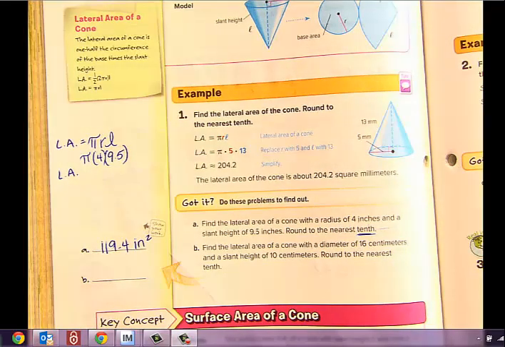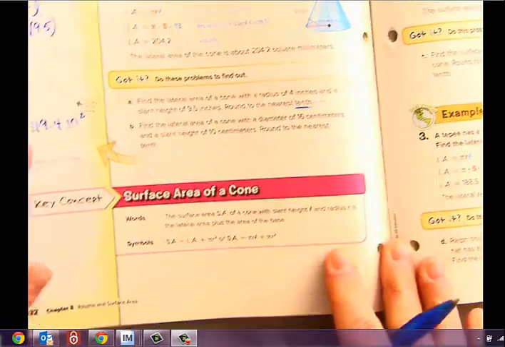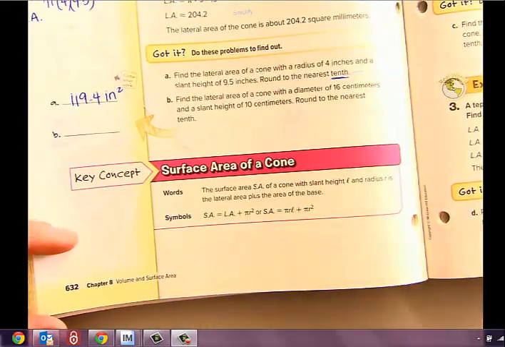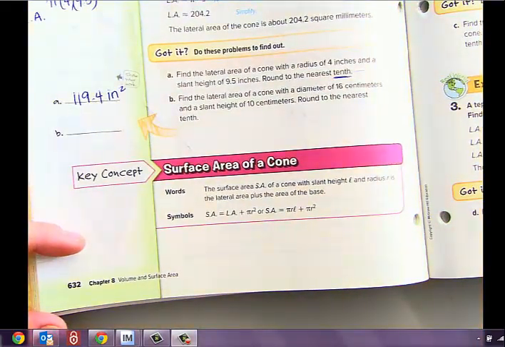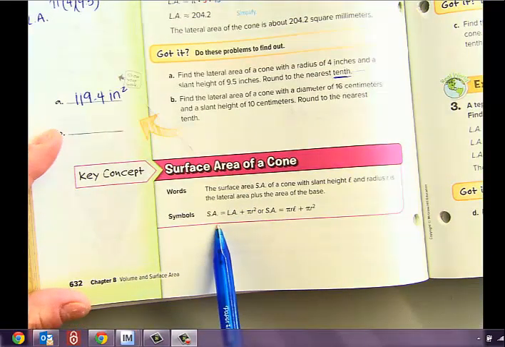Okay? Go ahead and try a B on your own if you want to. I know most of you probably won't. You'll probably just go on and have me explain more of it, and that's fine too, as long as you get the idea of it. Down here, now we're talking about surface area.